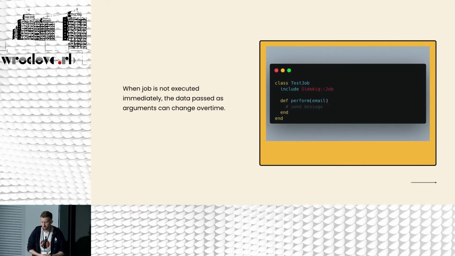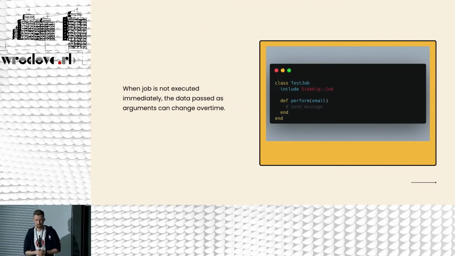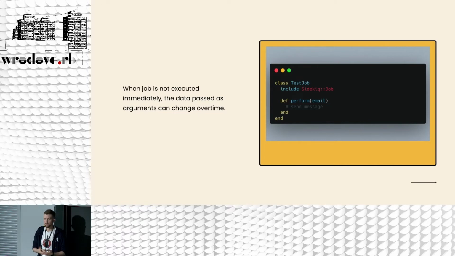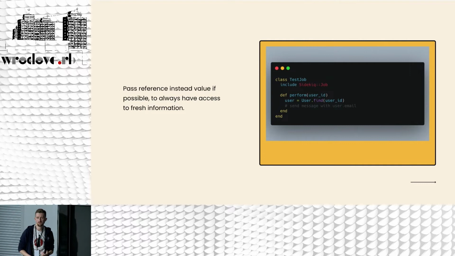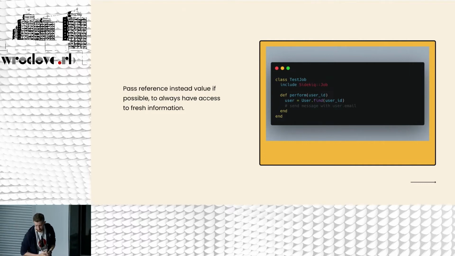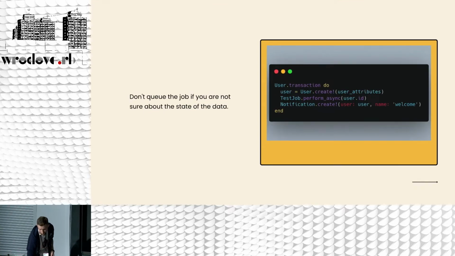Here is a very simple example of that. We are passing the email, what can go wrong? But imagine that you are queuing millions of jobs, and some of the emails will change in the meantime, and you will most likely end up sending emails to the wrong recipients. And to easily fix this, just pass the reference. That way you are always sure that you are pulling the actual data. It's very simple, but it's very useful.